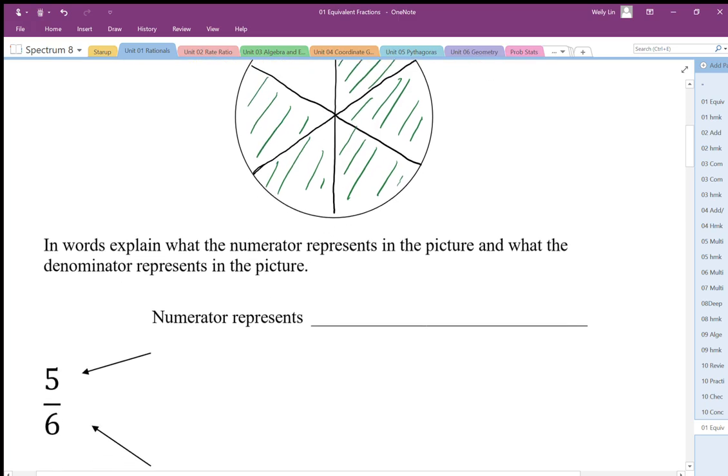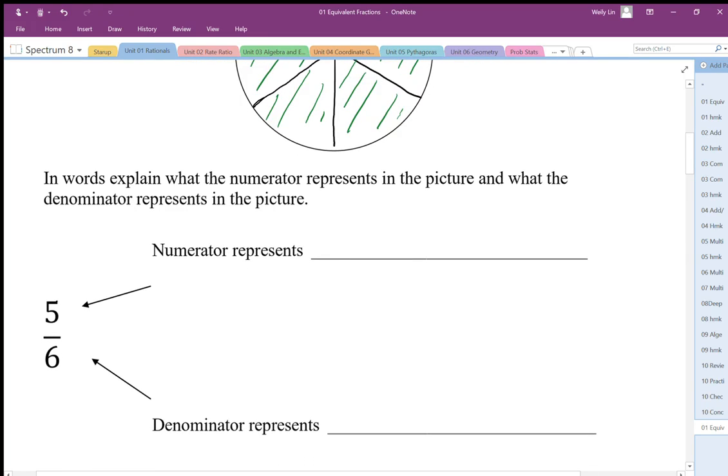So we want to have some language here to be able to talk about fractions. When we talk about fractions, there's a numerator and a denominator. And we want to make sure we understand what the numerator represents and what the denominator represents. We've done this before: the numerator represents the number of parts, and the denominator represents the number of whole parts. So our part to whole ratio.